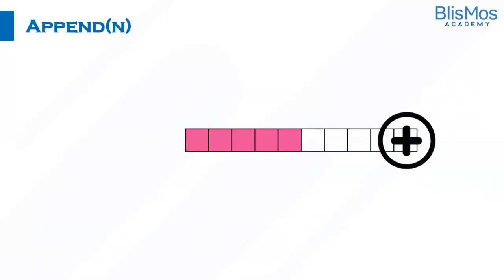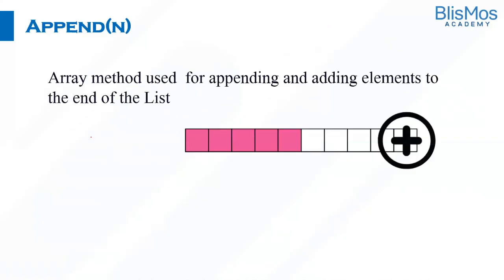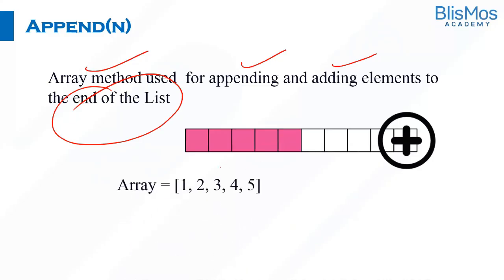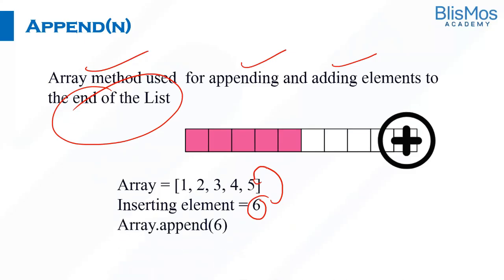What is an append? Very, very simple. Append is an array method used for appending or adding the elements to end of the array or list. So here we have an array with elements 1, 2, 3, 4, 5. If you want to add element 6 to the end of the array, we can go ahead and say array.append and mention the element you want to append. Then the appended array will have 6 in their list. Wonderful. Let us see this in action in Jupyter Notebook.